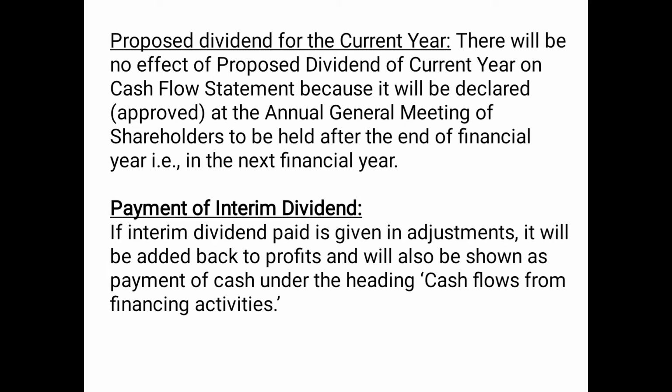So if interim dividend paid is given in the adjustments, it will be added back to the profits to calculate net profit before tax, that we have already discussed, and will also be shown as a payment of cash under the heading cash flows from financing activities. So basically these were the adjustments which we have done till now. So here we come to an end with the adjustments regarding your cash flow statement. Now we will be discussing a few of the full-fledged questions in this video as well as in the upcoming video.